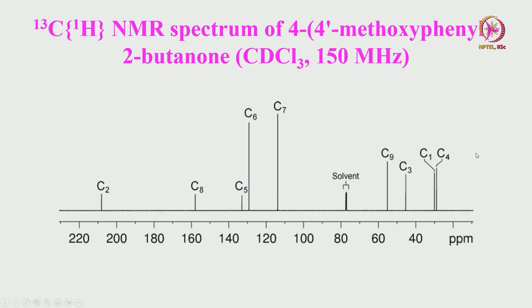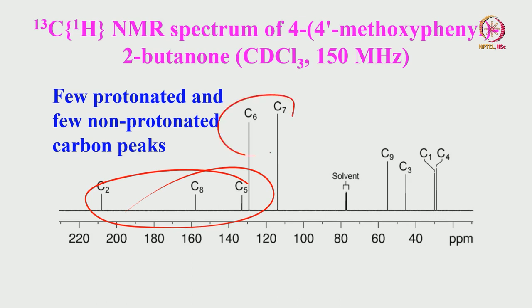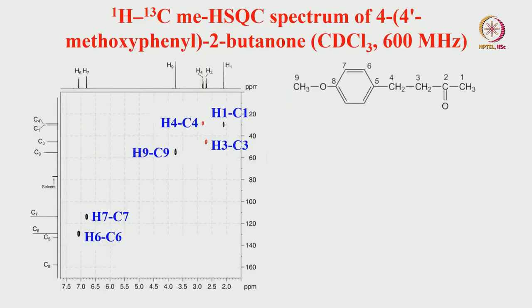Okay, carbon 13 NMR you can do. We can already assign a few protonated peaks and non-protonated peaks. All these low intensity peaks correspond to quaternary carbons, you can easily make that out. These are all protonated carbons from the benzene ring, and these are other protonated carbons.